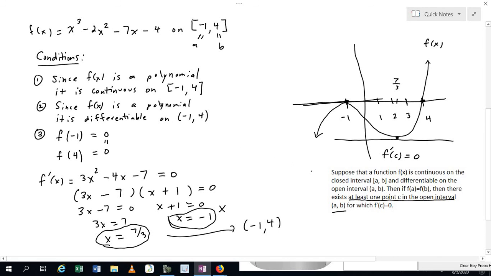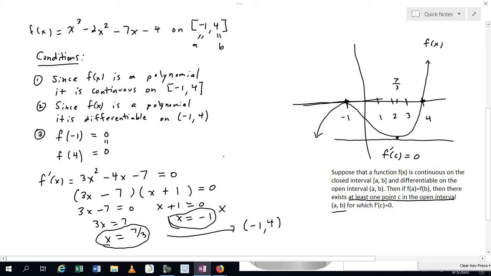Okay. Now, I'm not saying there can't be more than 1 point. There could be more than 1 point in the interval. But in this particular case, there's only one, and that's actually in the open interval from -1 to 4, and it's 7/3.